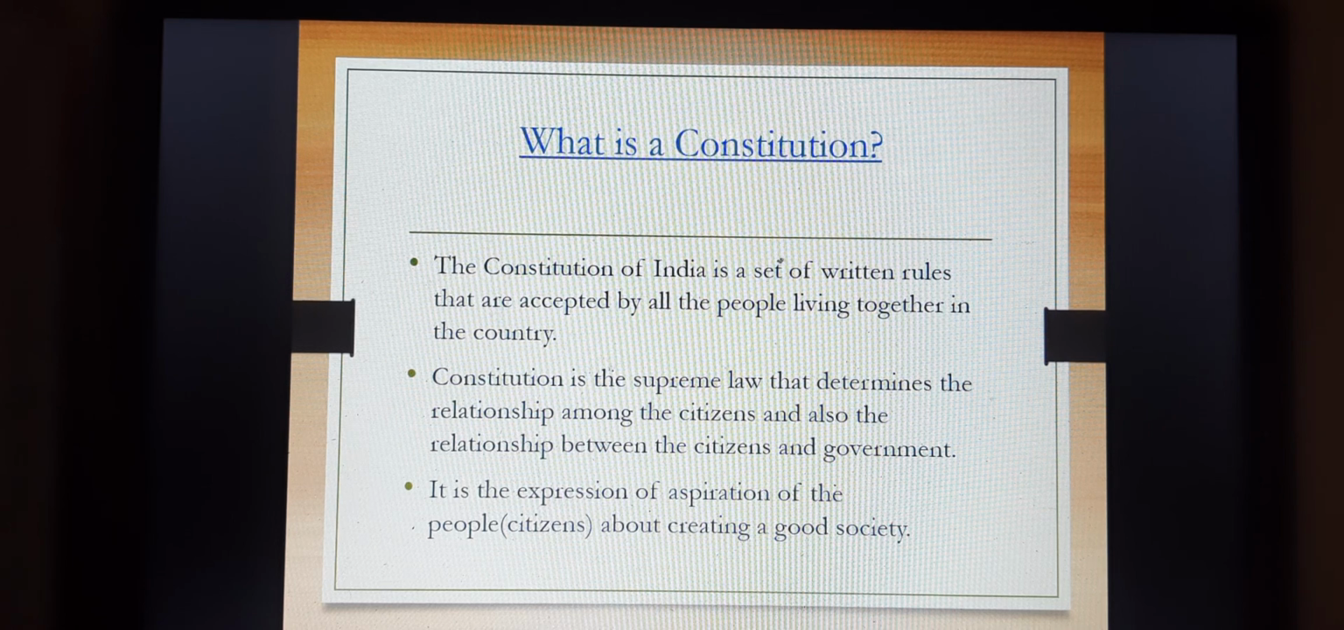So what is the relation between one citizen and another? What is the relation between citizen and the government? These all things are explained by the Constitution. It is the expression of aspiration of the people, citizens, about creating a good society. Means it is an expression of the aspiration of the people or citizens about how a good society will be there.